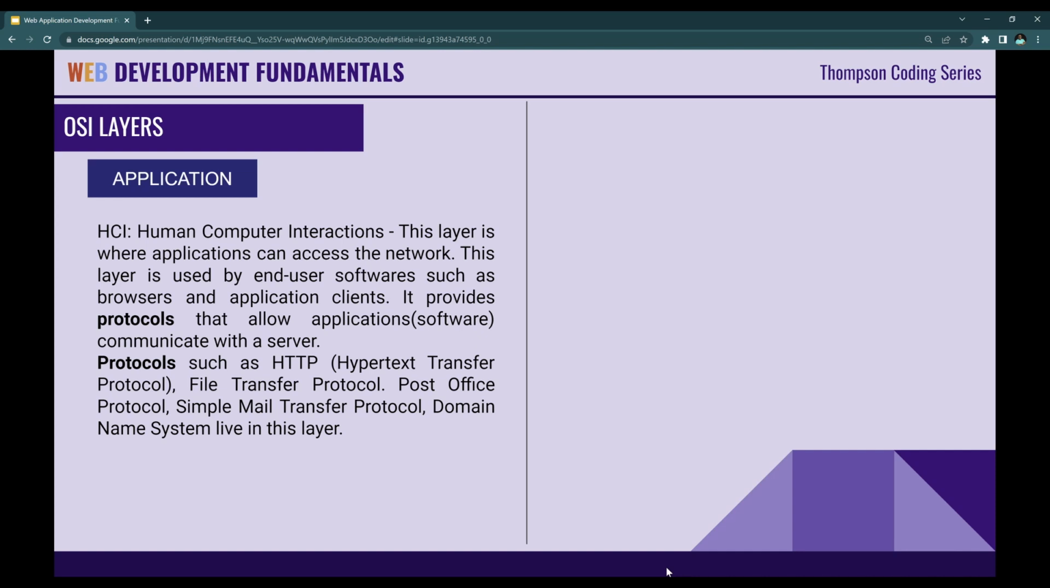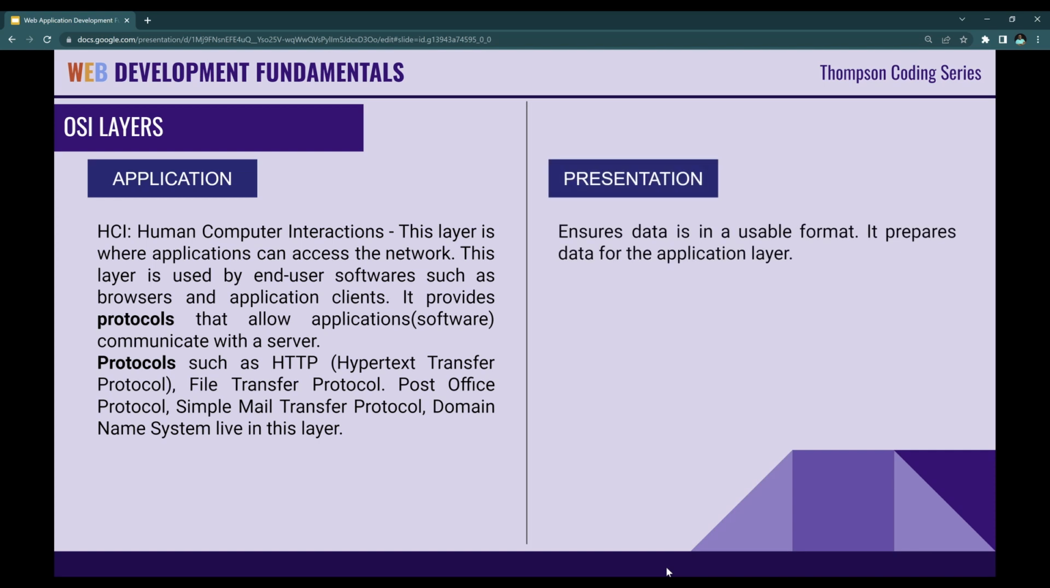At this layer, data is considered as an application protocol data unit. As I earlier said, data is being transformed from one layer to another in a typical OSI model, and the OSI model specifies the format and the definition of data at each of its layers. The next layer is the presentation layer. At the presentation layer, application protocol data units are transformed into presentation protocol data units. So the presentation layer here ensures that data is in a usable format.